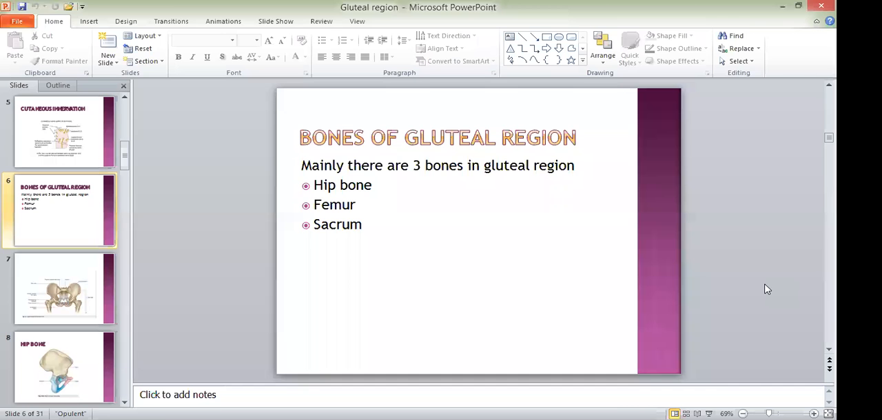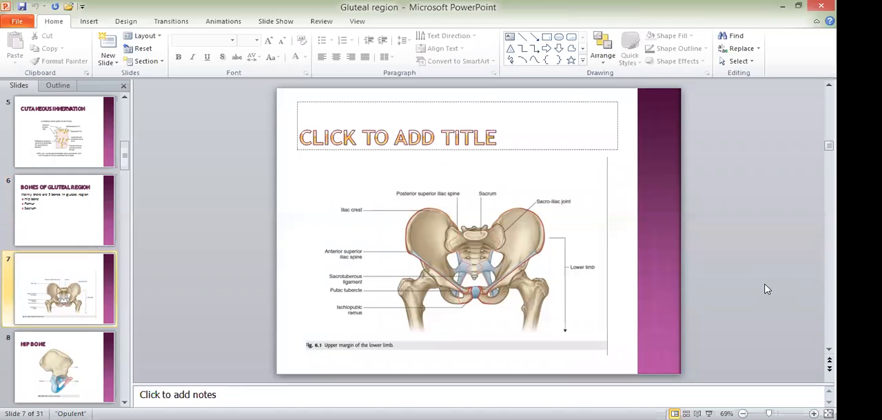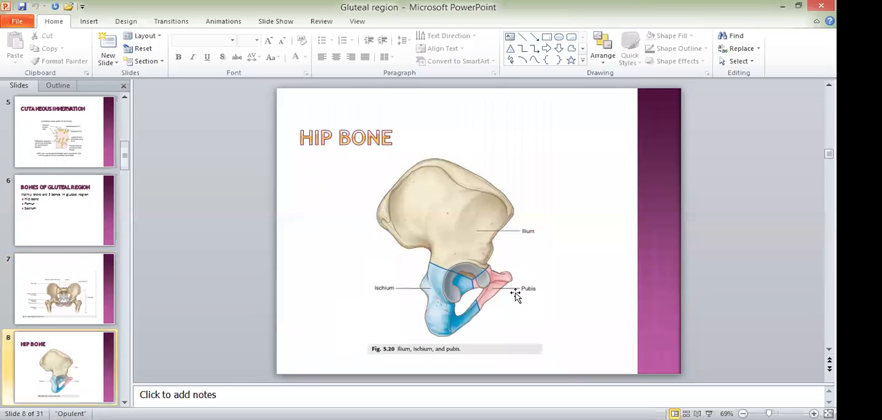Now bones of gluteal region. There are mainly three bones in gluteal region. That is the hip bone, femur, and sacrum. This whole region is your gluteal region. We call these three bones also pelvic bone, which include the hip bone, sacrum, and head of the femur. Clear?